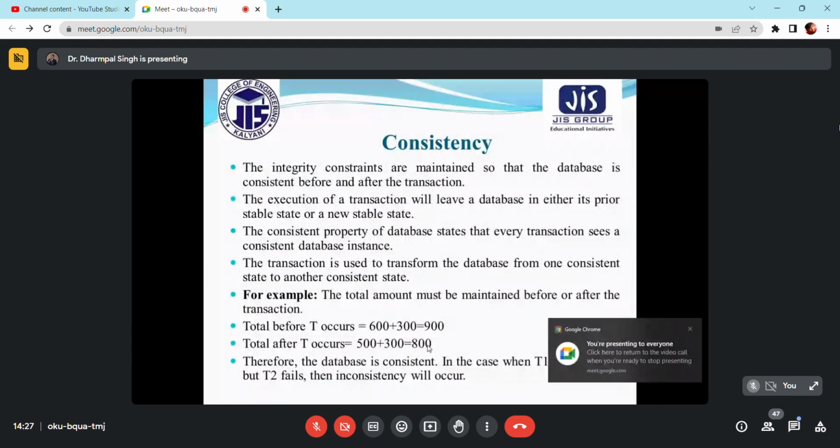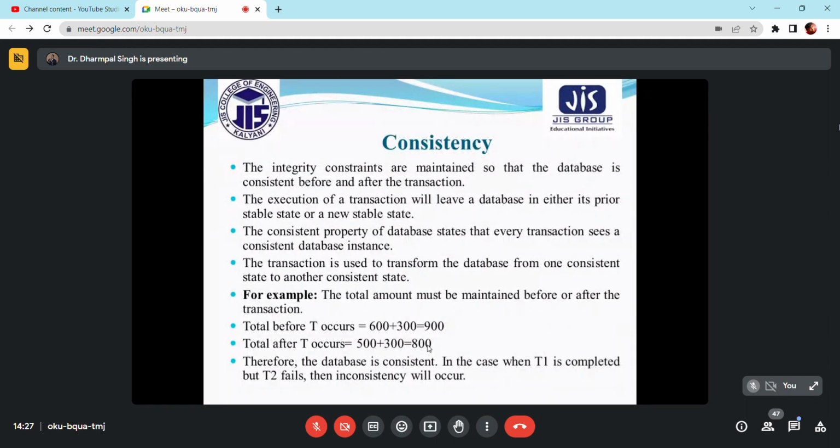Okay. So the consistency state is saying that the execution of a transaction will leave the database in either its prior stable state or a new stable state. It means that if after the start the database is stable, after the execution it will also be stable. If some failure occurred, then it rolls back. You can see this line: either in the prior state or the new stable state.